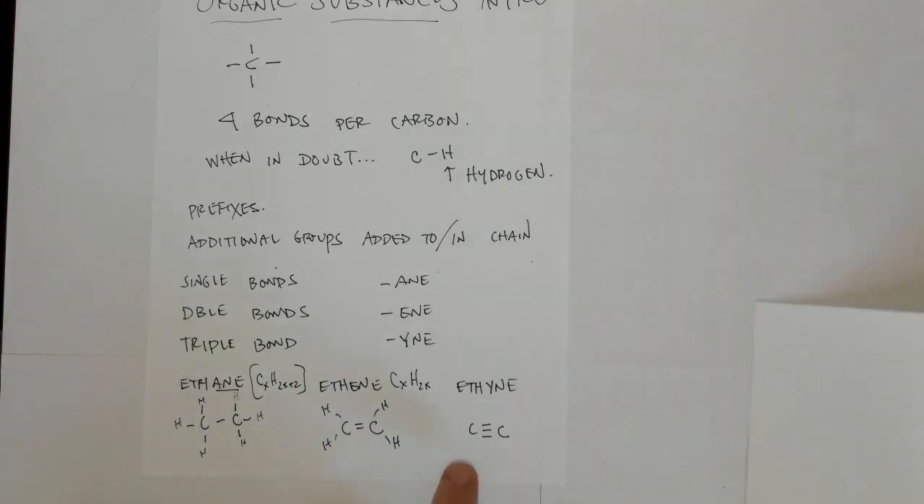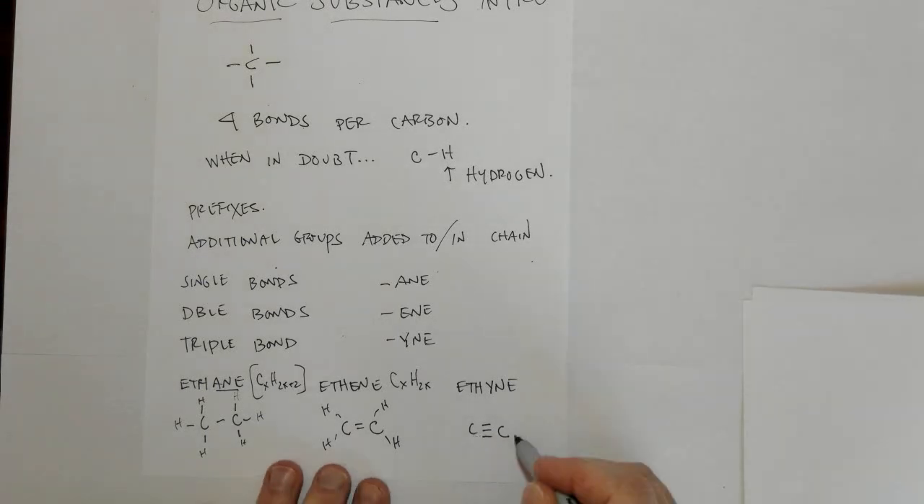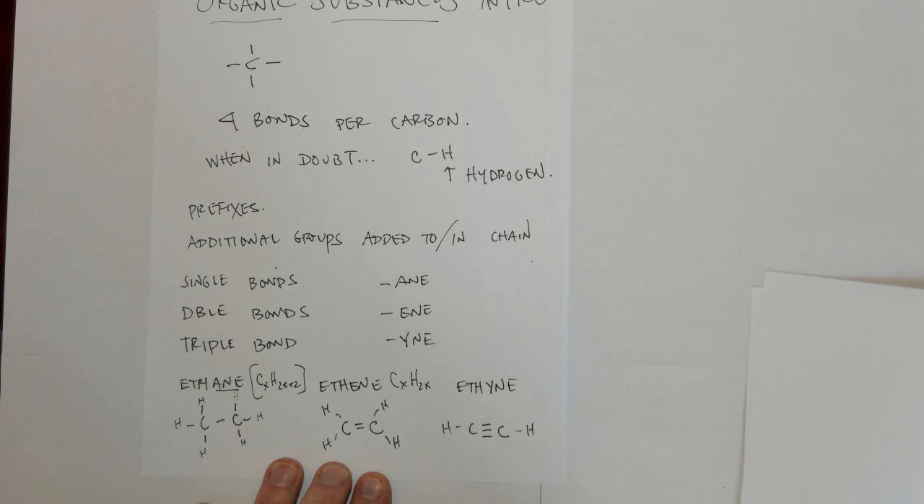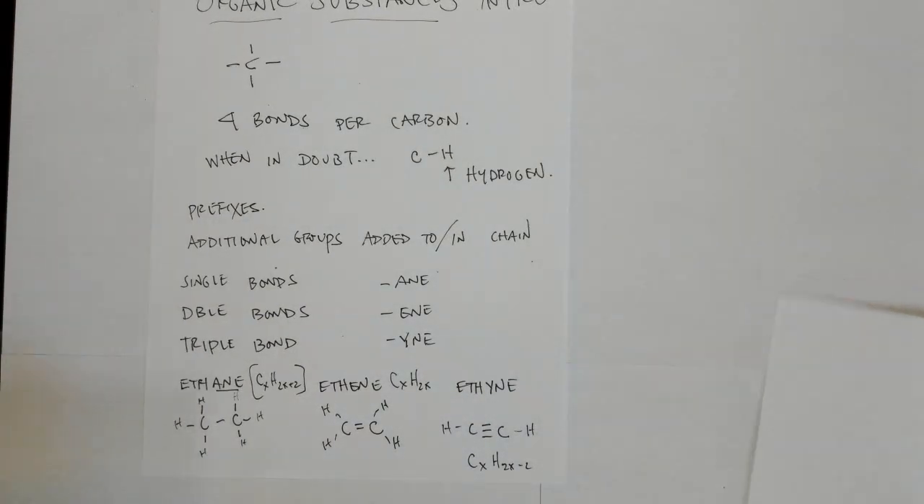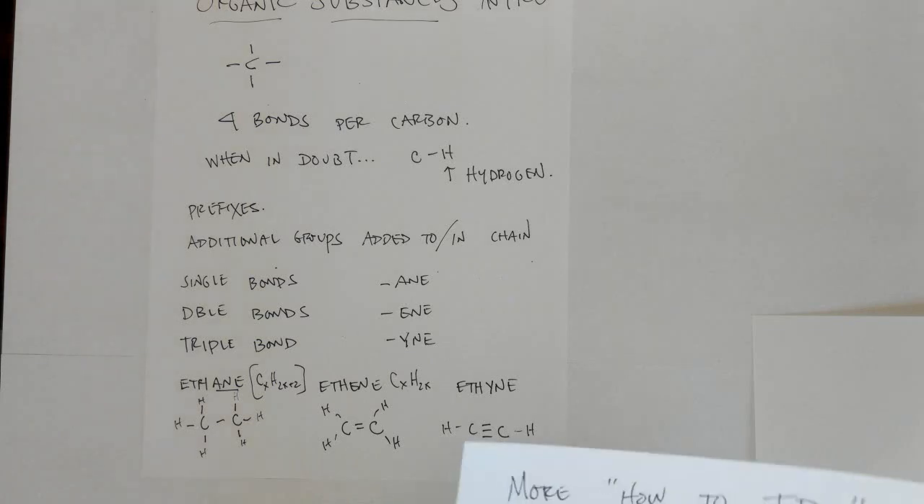And then ethyne, this would have 2 carbons, and it would have a triple bond. This would have 1 more hydrogen on each one, and so it would fit the format C to the X, H to the 2X minus 2 actually, and so this would have two hydrogens with it as well. So that's the 3 different main bonded groups depending on their types of single, double, or triple bonds.